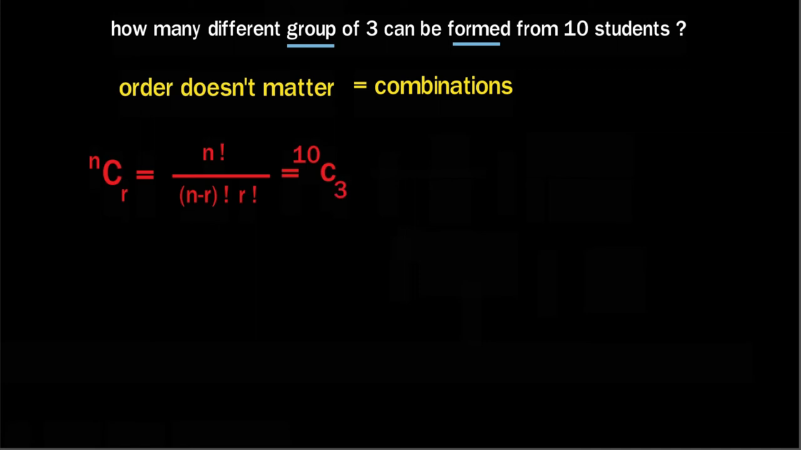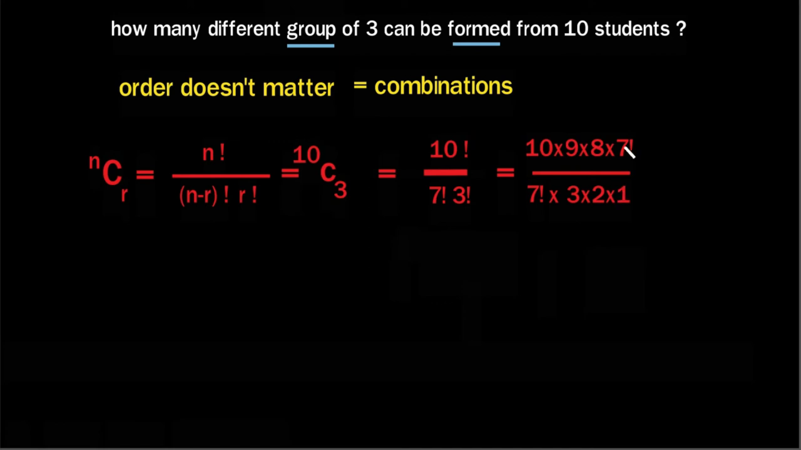We want to form group of 3. So 10 factorial over 10 minus 3 is 7 factorial over 3 factorial. So 10 factorial is 10 multiplied with 9 multiplied with 8 multiplied with 7 factorial over 7 factorial multiplied with 3 factorial, which is 3 multiplied with 2 multiplied with 1. So 7 factorial can be cancelled and 3 multiplied with 2 is 6.